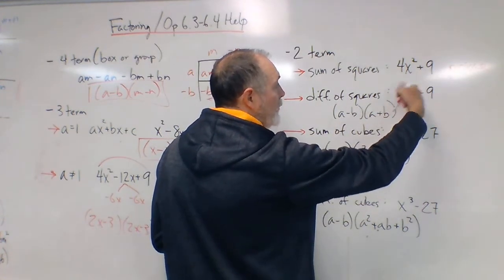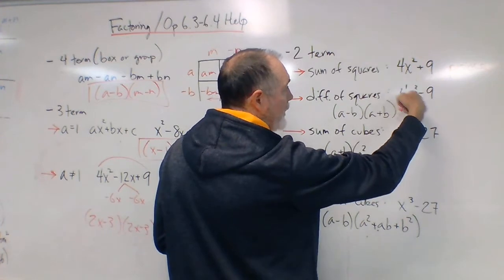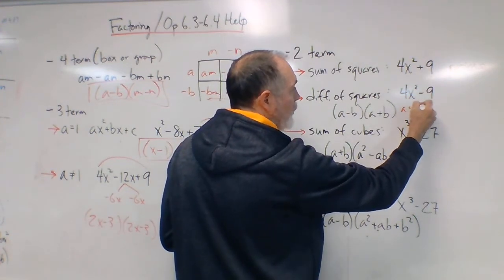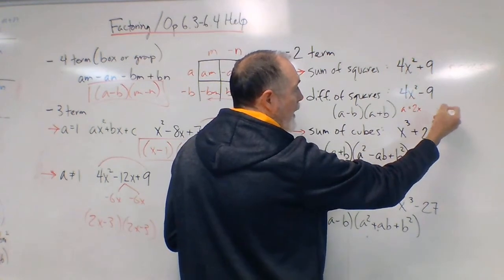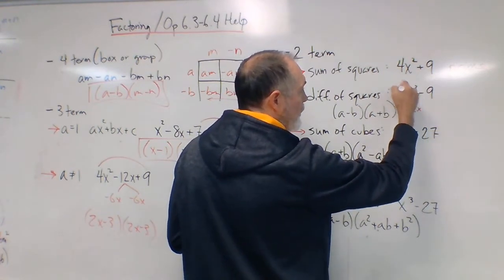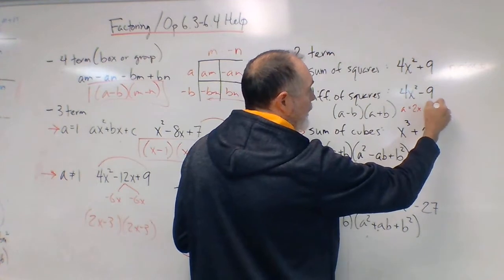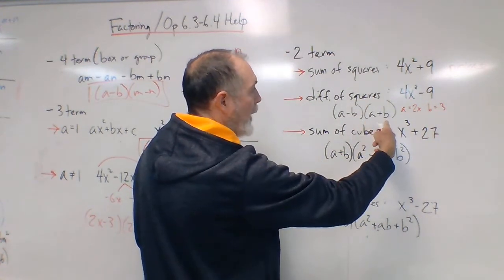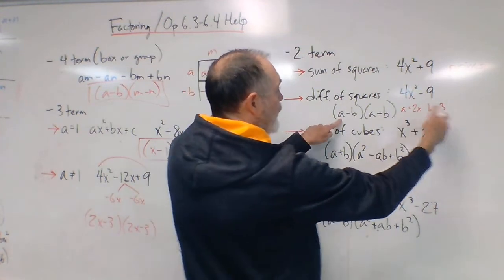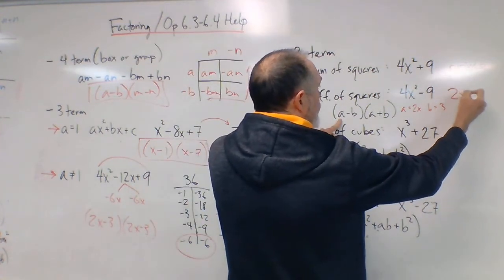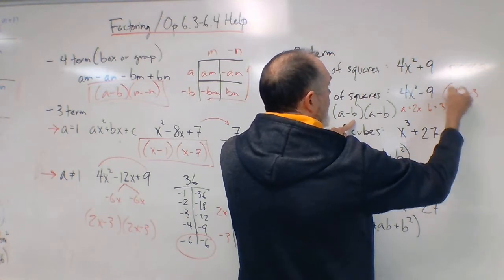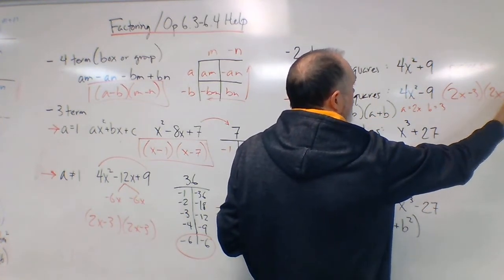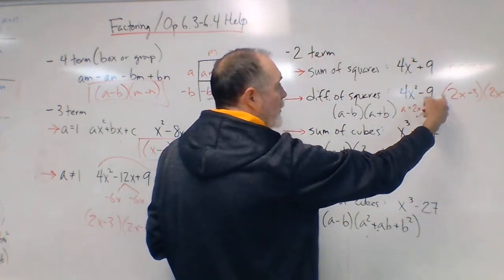So let me think of what is the square. A is going to be the square root of this. So a, in this case, is 2x, square root of 9. Okay, so all I did was take the square root of that, square root of that. So b is equal to 3. Okay, so I would put it in that pattern, these two things. So it would be 2x minus 3 times 2x plus 3. Okay, so this factored is that.